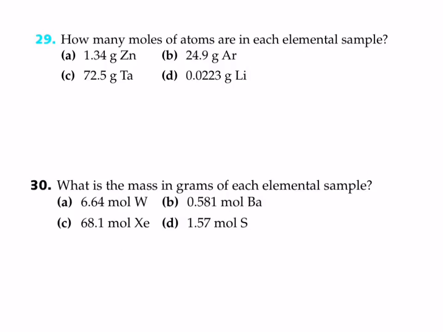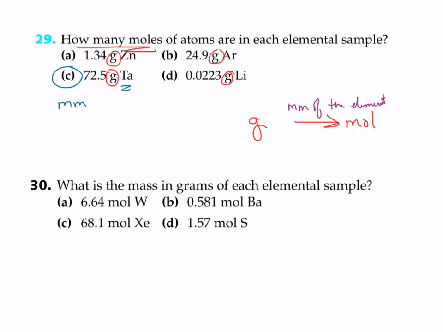Again, remember 29, the answers are in the back of your book. So how many moles of atoms are in each elemental sample? This is like one of the problems we just recently did. So we're after moles in each case, and we're given grams in each case. But we're going to have a different molar mass for each element, aren't we? So I picked on C to kind of show you setting it up.